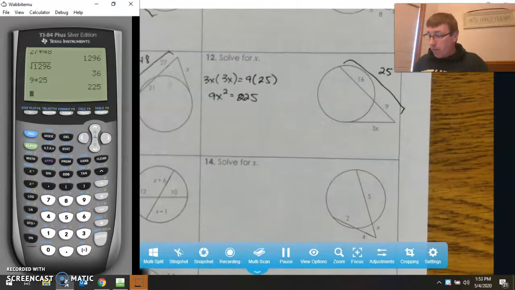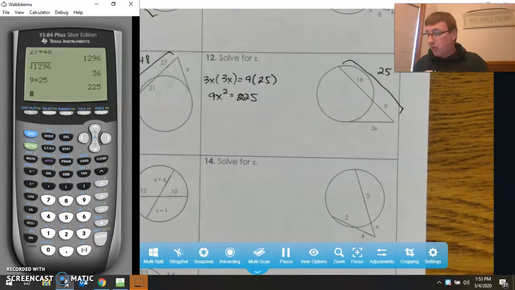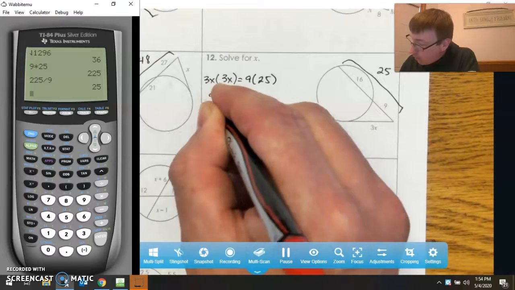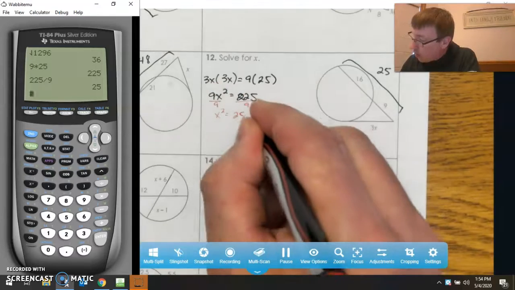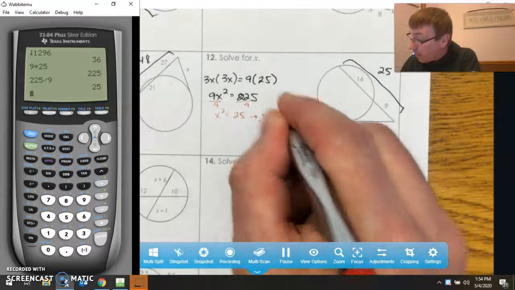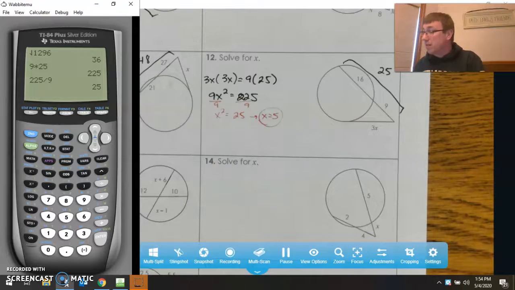Before I solve, remember you have to divide by 9. So if I take 225 divided by 9, you'll get 25. Which means x will equal a positive or a negative 5, but again, I'm only going to choose a positive because x is part of a length.